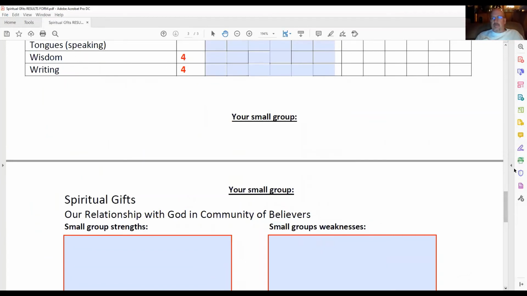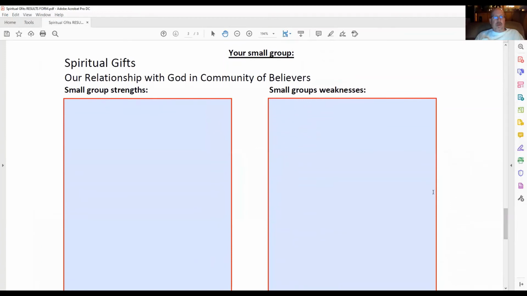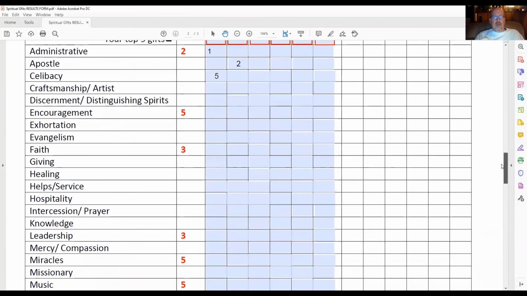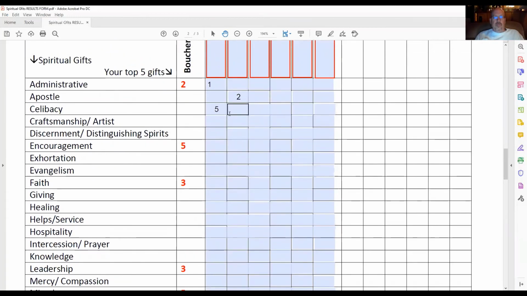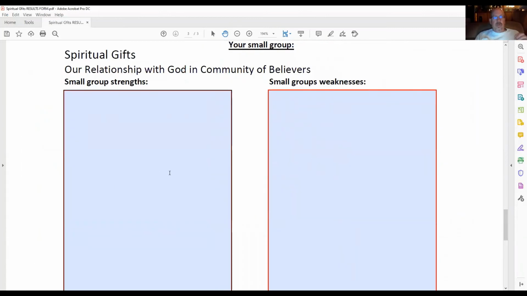And then on the next page, basically you're getting all this information out of the forum to put into this form. Then you're going to make some observations about your spiritual gifts. What are the strengths of your small group and what are the weaknesses of your small group? You're going to type them in here, and it's all based on what you've discovered from looking at the results on this form after it's completely filled out for everybody in your small group. So you're going to individually observe your small group, their weaknesses and their strengths. Basically, what gifts does your small group have the most of, and what gifts does your small group have the least of?